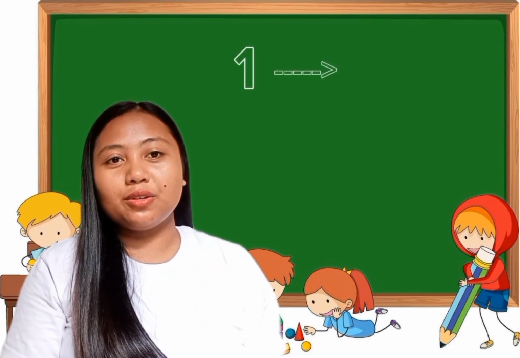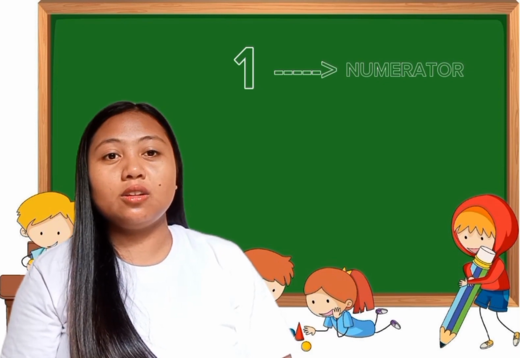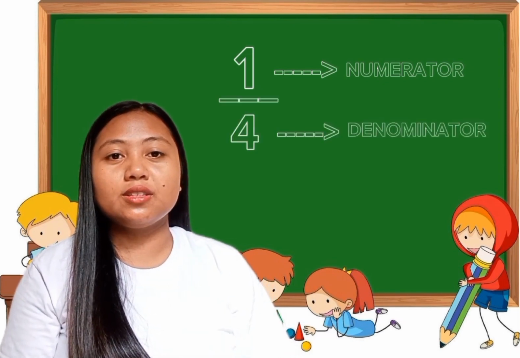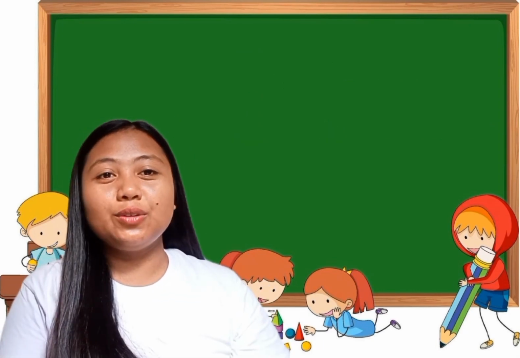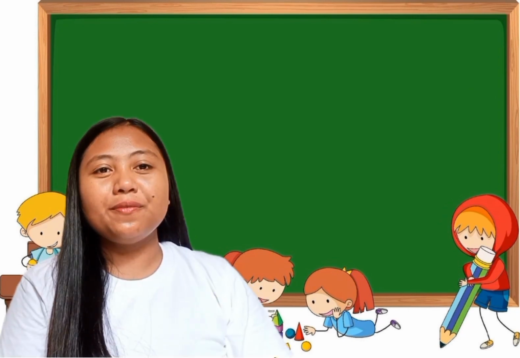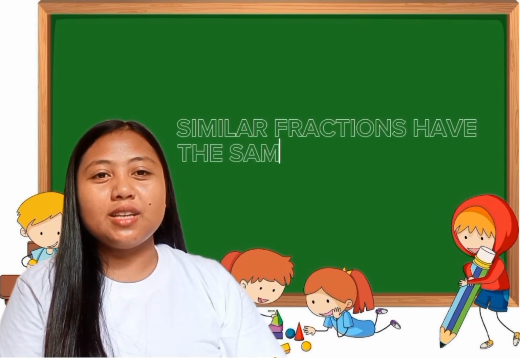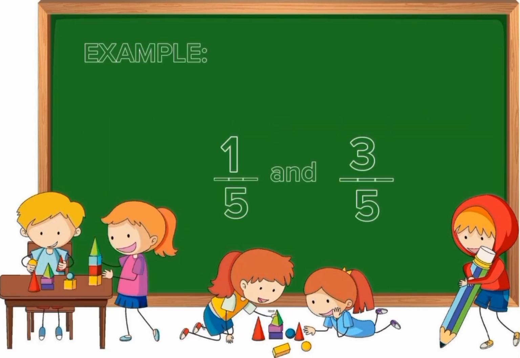The upper value of a fraction is called the numerator, while the lower value of a fraction is called the denominator. Next, let us know what is a similar fraction. Similar fractions have the same denominator. For example, 1/5 and 3/5. The two fractions have the same denominator. Their denominator is 5.